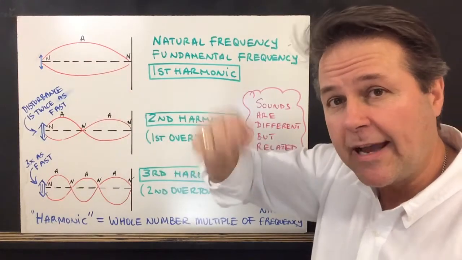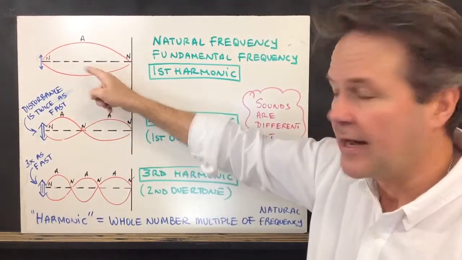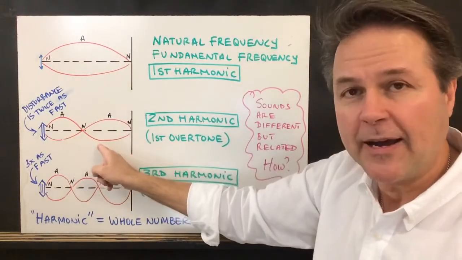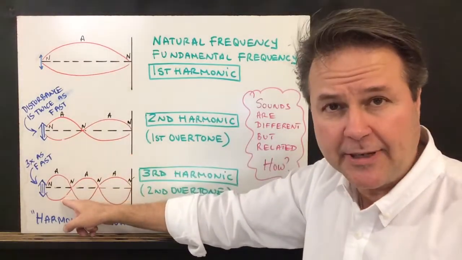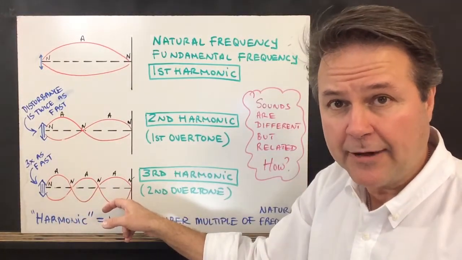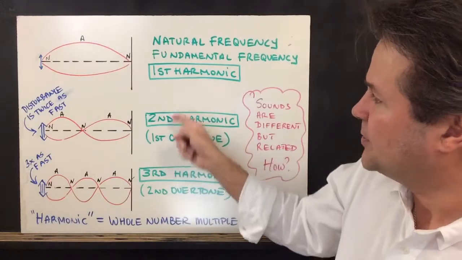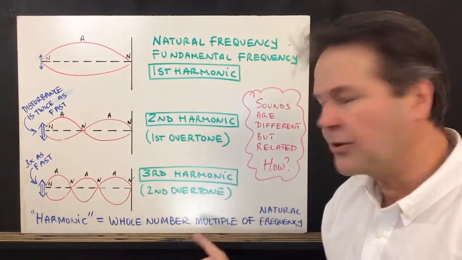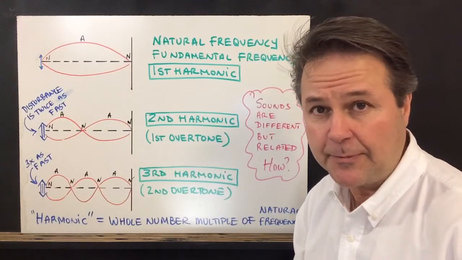So if you disturb it at the natural frequency, you get that pattern. If you disturb it at twice the natural frequency, you get this pattern. And if it's 3 times the natural frequency, you will end up getting 3 antinodes in the pattern. So that's the first, second, and third harmonic. Now harmonics are whole number multiples of the natural frequency.